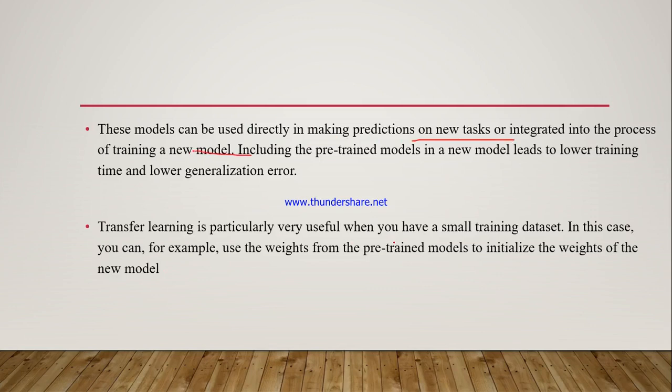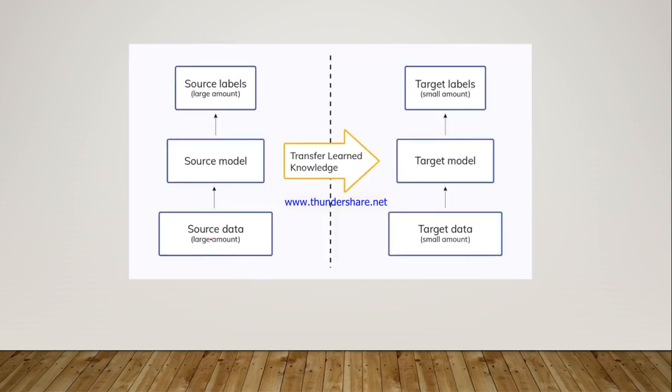It's particularly useful and popular today because of small training data sets. With any training data set, we can go for this. Also, we can use weights from the pre-trained model to initialize the weights of the new model. In general, there is a source model and source data, with a large amount of data, then transferred learned knowledge, and here the target data, target model and target labels. So again repeating, for any image classification task, whether you have small or big data does not matter; if it's very small, it's very convenient to apply transfer learning and go for prediction.